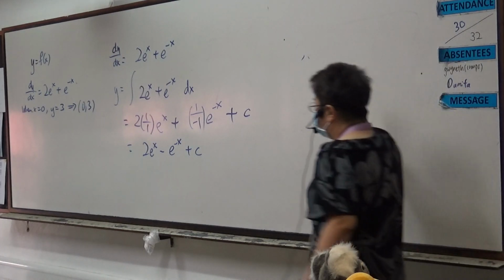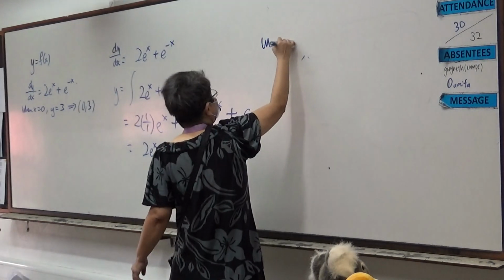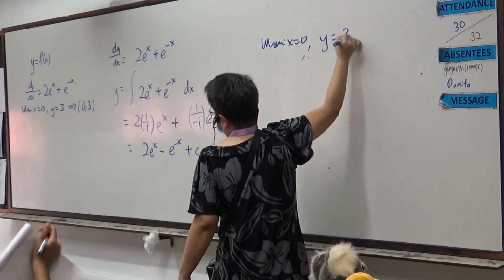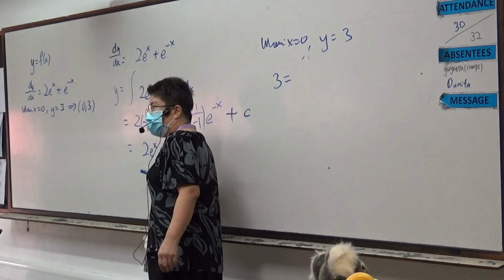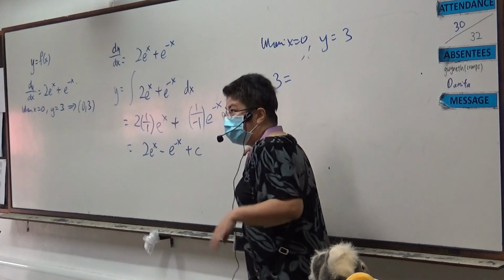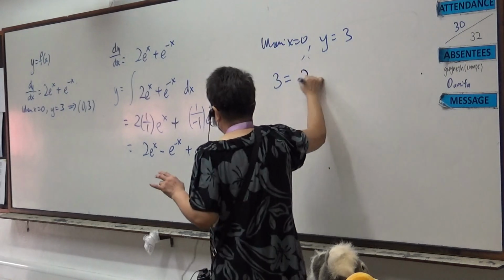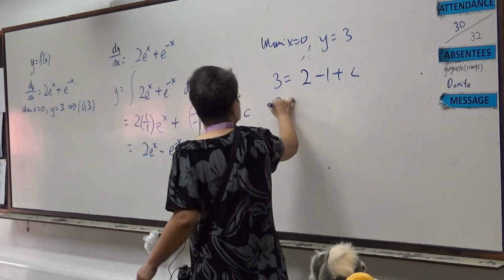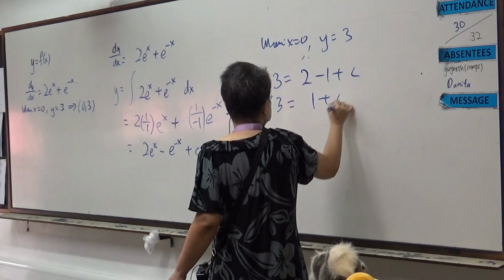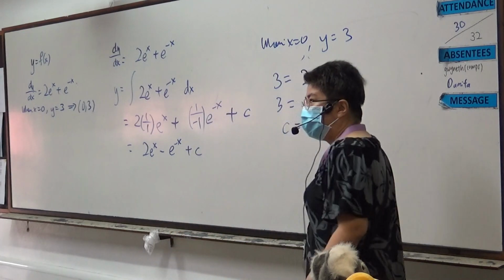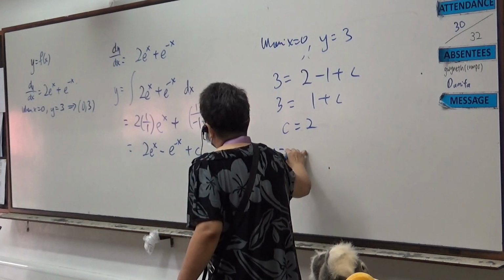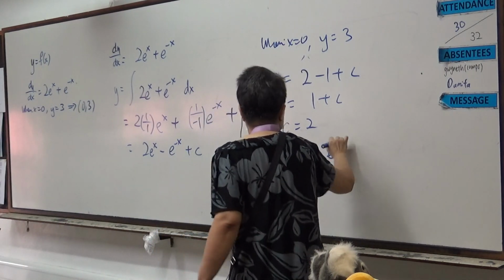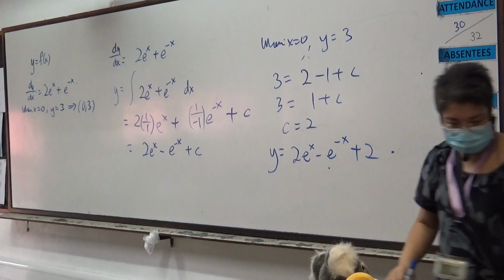Okay? Now, the question says, when x is 0, y is 3. So 3 equals to, now 2 times e to the power of 0, this is 1, right? E to the power of 0 is 1, please. So you have 2 minus 1 plus c. So 3 equals to 1 plus c. So c is 2, right? So what's the equation of the curve? y = 2e^x - e^(-x) + 2.